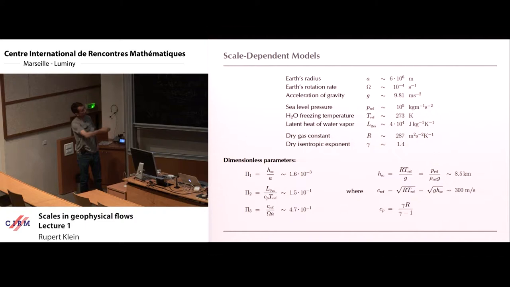Now, scale analysis or similarity theory tells us if you have seven quantities of influence of this type, and at the same time you have four physical fundamental dimensions like mass, length, time, and temperature, then it's 7 minus 4, that is, three independent dimensionless variables that you can form from these that characterize your system.